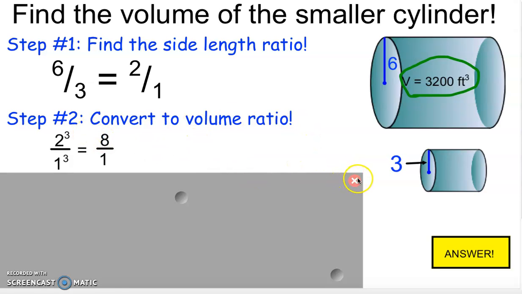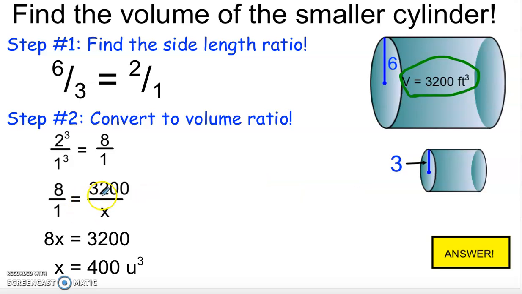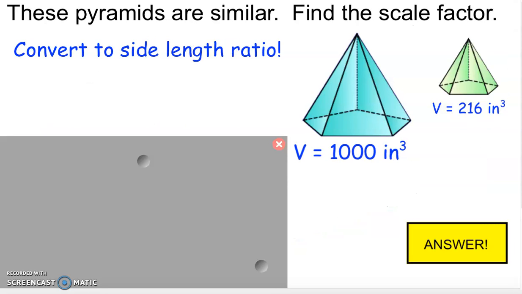And now I can set up the volume. So it's going to be 8 to 1 equals 3,200 over x. And then I cross multiply. And 8 times x is 8x, and 1 times 3,200 is 3,200. And I divide both sides by 8, and I get 400 cubic units. So the small cylinder is 400 cubic units in volume.